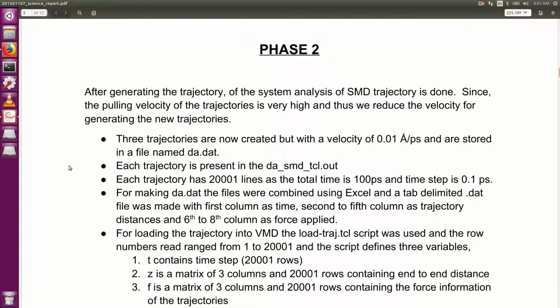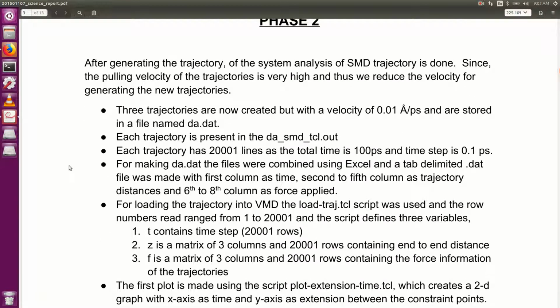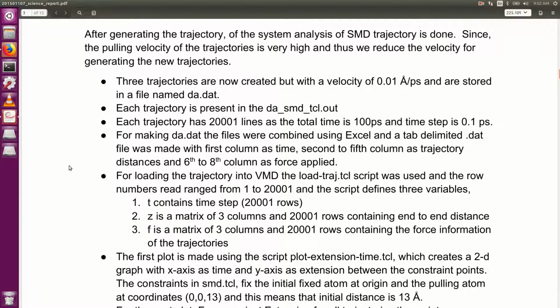Now coming on to the steps followed in phase 2 of the project. After generating the trajectory in phase 1, the analysis of the SMD trajectory is done. Since the pulling velocity of the trajectory is very high, we reduce the velocity for generating new trajectories. Three trajectories were created with a velocity of 0.01 angstrom per picosecond and were stored in a file named da.dat. Each trajectory is present in the da_smd_tcl.out file. Each trajectory had 20,001 lines, as the total time is 100 picoseconds and the time step is 0.1 picosecond.